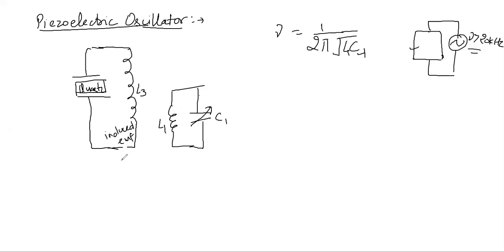Induced EMF will be there because you will have a time varying magnetic field. You will have a time varying magnetic flux because you are having a time varying current flowing through this coil L1 here. Because of the time varying current flowing through your L1 coil, a time varying magnetic field will be produced, that would lead to a time varying magnetic flux, because of which induced EMF will be produced here.